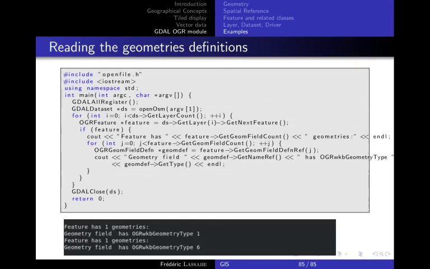And last, to read the geometry definitions, we go through the dataset, through the layers, and we try to get the next feature. If we have the feature, we read the number of geometry fields, and we display its type. So the feature has one geometry which is type 1, and then type 6, so it's points and linear rings.